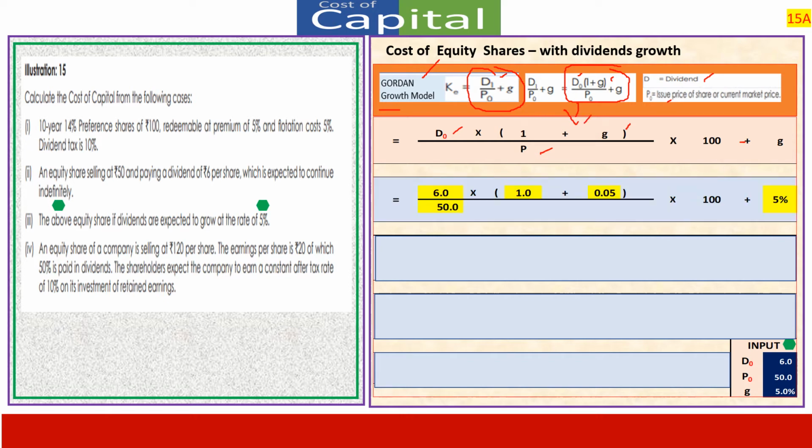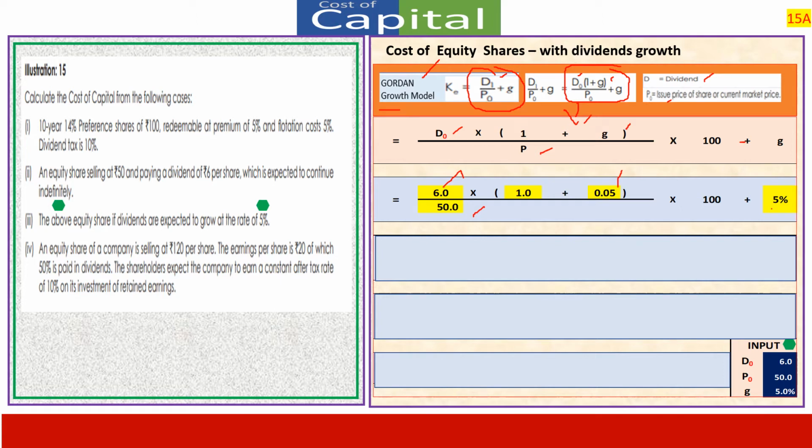Do we have the figures? Yes, dividend is 6, price is 50 and growth is 5%, that means 0.05. 1 plus growth into 100 plus growth percentage. Here we say 0.05 because it has to be added. Otherwise it is 5% only. 5 divided by 100 is 0.05.